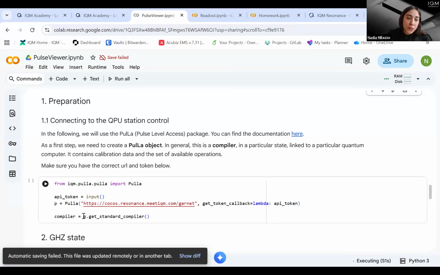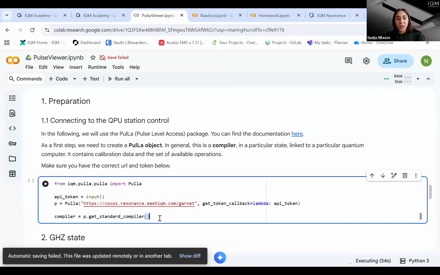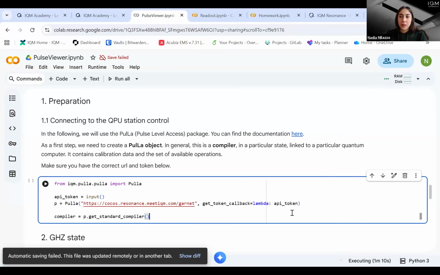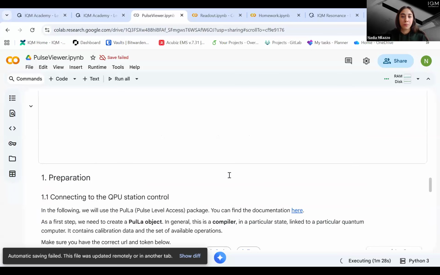And this time, the difference will be this line here. So here we are calling this standard compiler. So remember that we are going to do a compilation exercise, so we need a quantum compiler. And the standard one has already some default settings that are decided for us, which to start is perfectly fine. So we will initialize this. And this compiler is an object that contains all these settings and also available operations for us in the specified QPU that we call here.